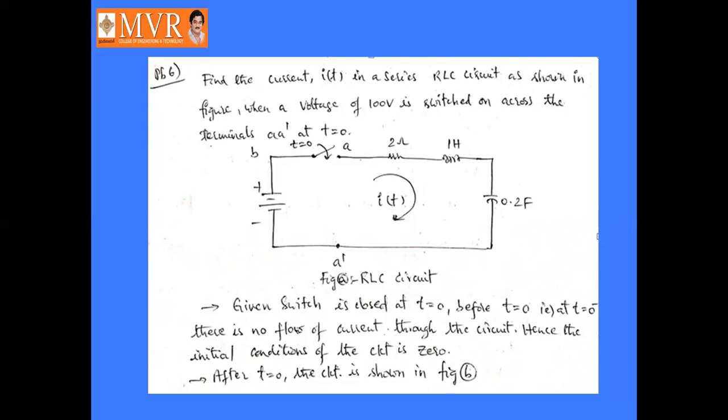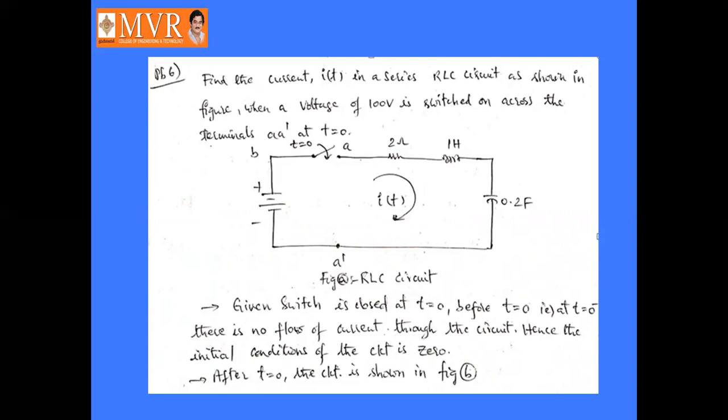The circuit is ready to allow the current through it. At t equal to 0 minus, it does not allow any current to the circuit. So given the switch is closed at t equal to 0, that was given. Before t equal to 0, that is at t equal to 0 minus, there is no flow of current to the circuit. Hence, the initial conditions of the circuit are 0.